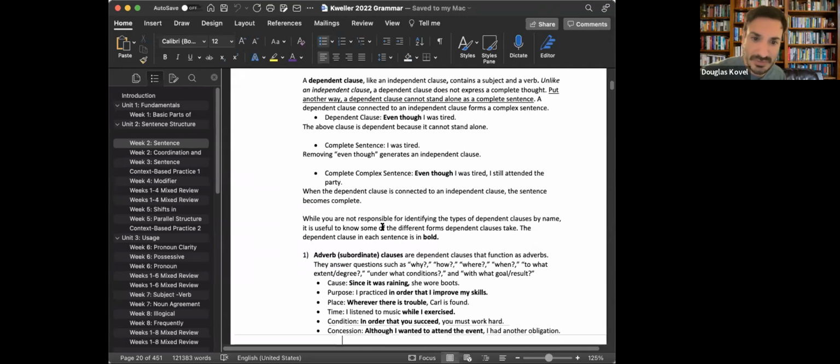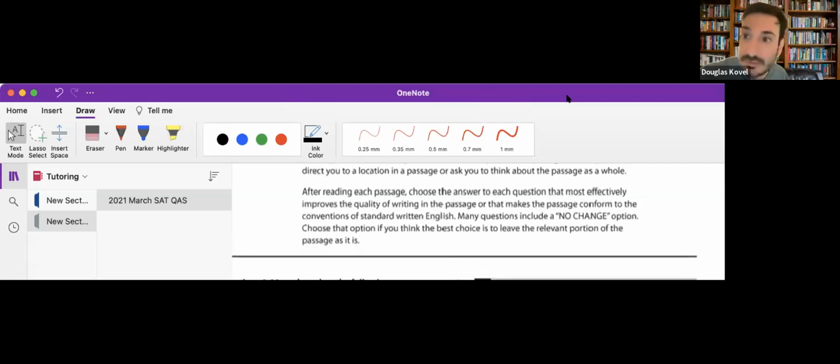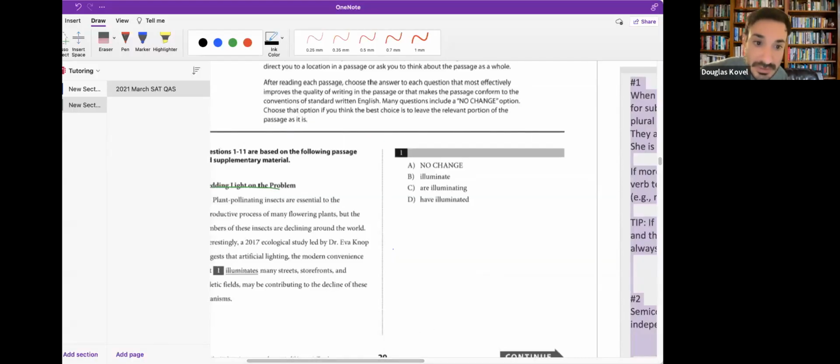And then I give you some more examples here, which I won't go through all of them. But if you see the first one, since it was raining, that can't stand alone. But if I add she wore boots, that's an independent clause. Now it can. If I have this one, wherever there is trouble, that can't stand alone. But if I add this independent clause, Carl's found, now it can. So it's a very quick overview, but the basic idea is that independent clauses can stand alone, dependent clauses cannot. All right, so with that being said, we'll now get into the first passage of the March 2021 test.